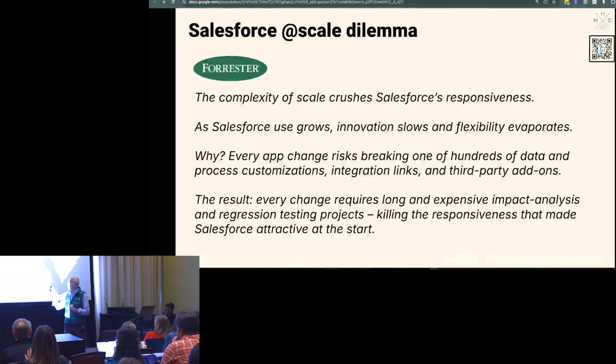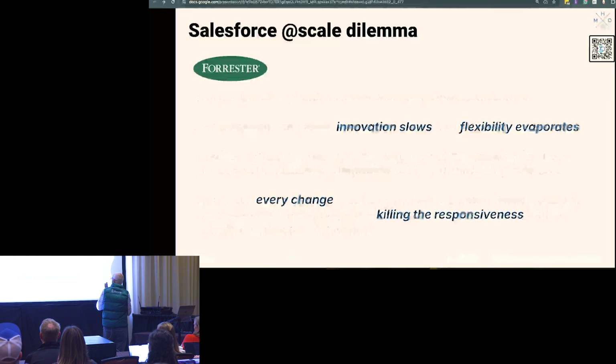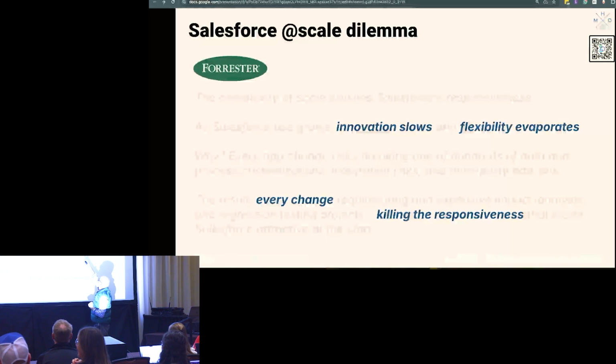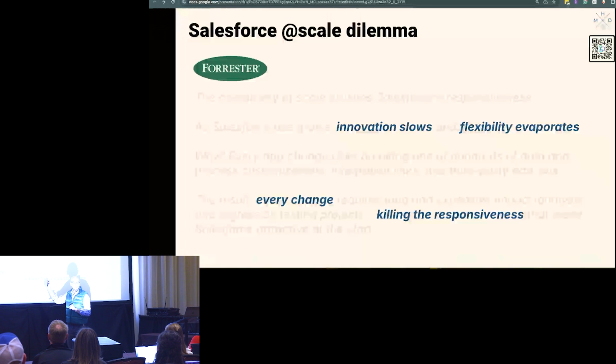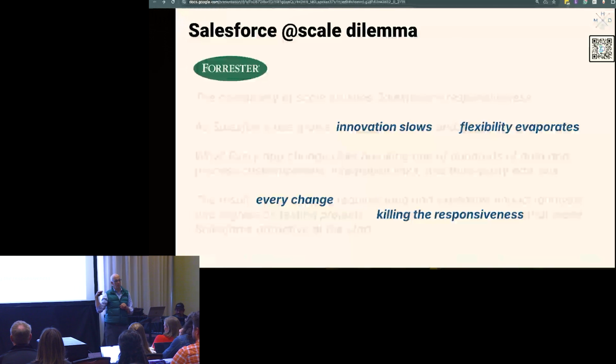So Forrester came up with this idea of Salesforce at scale dilemma, and I don't want you to read all the words. They are the words that are important. Innovation slows, flexibility evaporates, every change is killing your org. Now, this was back in 2017. I suggest it's not got any better.